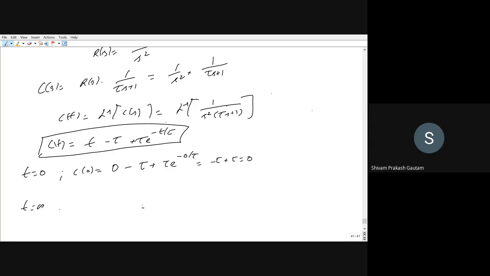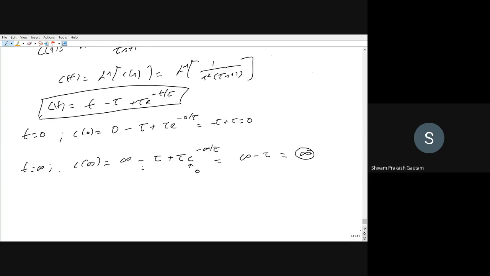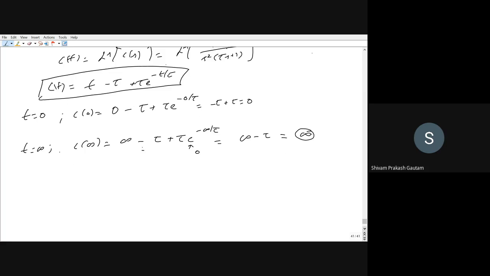And at t is equal to infinity, C(infinity) will be equal to how much? Infinity minus tau plus tau e to the power minus infinity upon tau. This term will become 0. So this will be equal to infinity minus tau. So this you can write as infinity. Is it okay? Yes, sir. Okay.